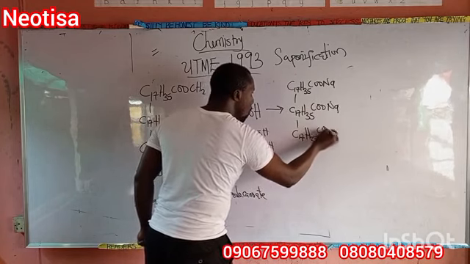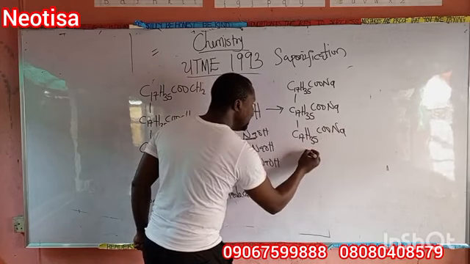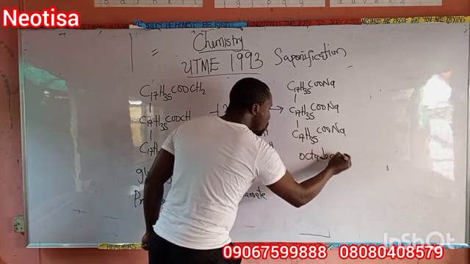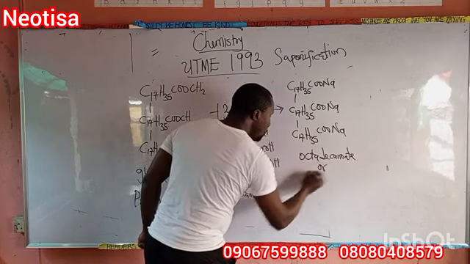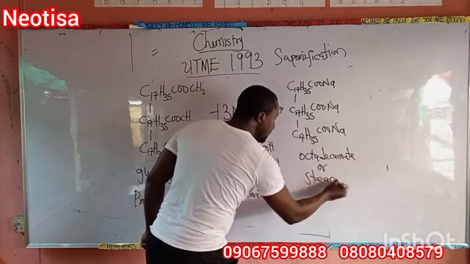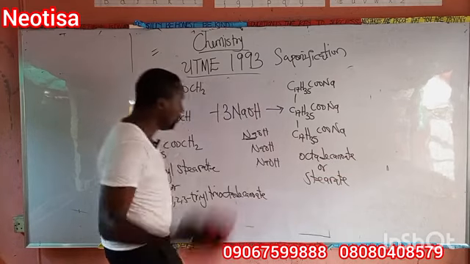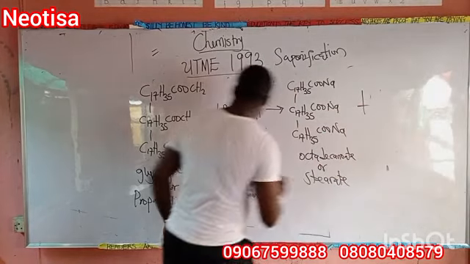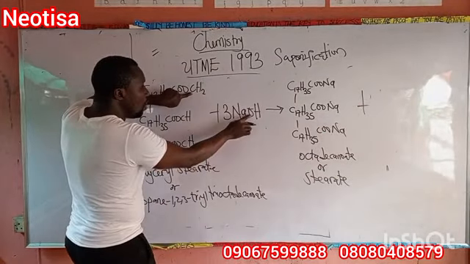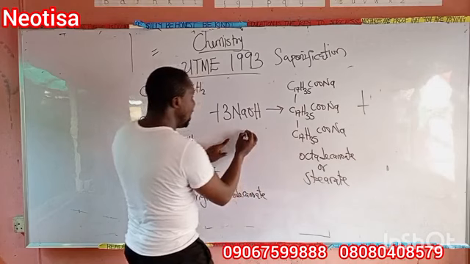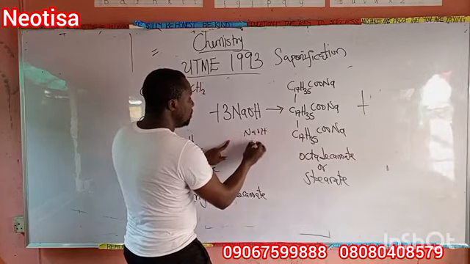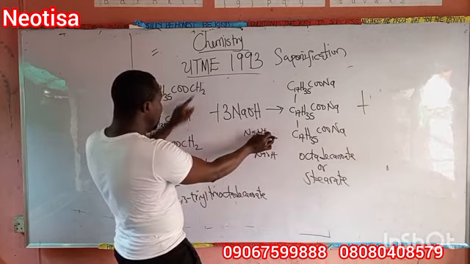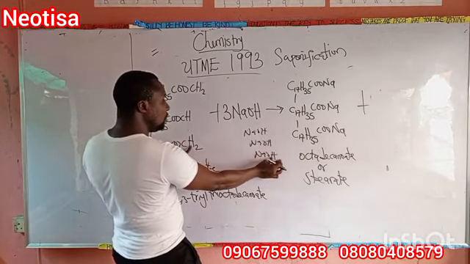C17H35COONa. This is the soap which is known as octadecanoate or stearate. This is the soap that will be produced. Then plus, this CH2 we combine with OH. We have sodium hydroxide, sodium hydroxide, sodium hydroxide. That means CH2 we combine with OH, CH we combine with this one, we combine with this.